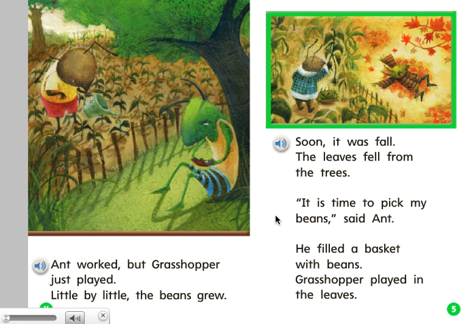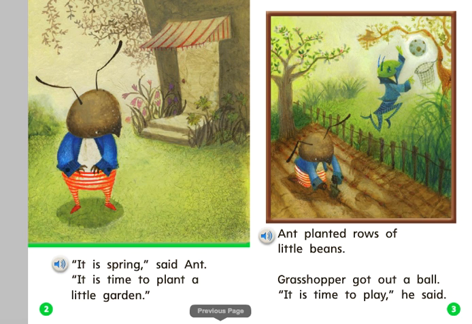So let me see, how could I use this skill of key details? Let's look here at page 2. We can go back, and page 3. Let me read it. "It is spring," said Ant. "It is time to plant a little garden."